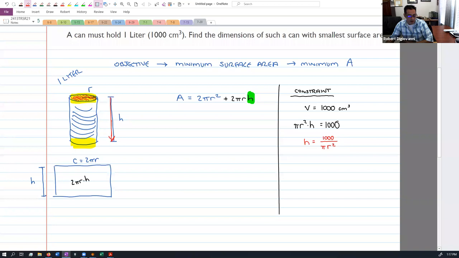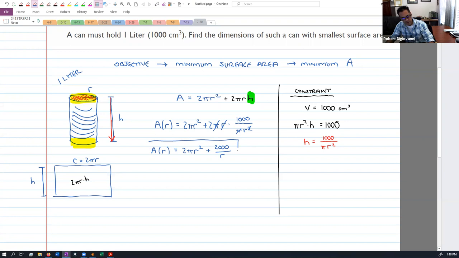So now back over to the objective. The objective is now that the area should be a function of just r, and it should be 2 pi r squared plus 2 pi r times h, which is 1,000 over pi r squared. And we're going to get some canceling here, some cleaning up, some algebra. So let's see what goes away here. I get the pi to go away, right? The pi on top, pi on bottom cancel. I get one of the r's to cancel, so I still have an r on the bottom. I have the 2 × 1,000, so I should get plus 2,000 over r. And that is my objective function.